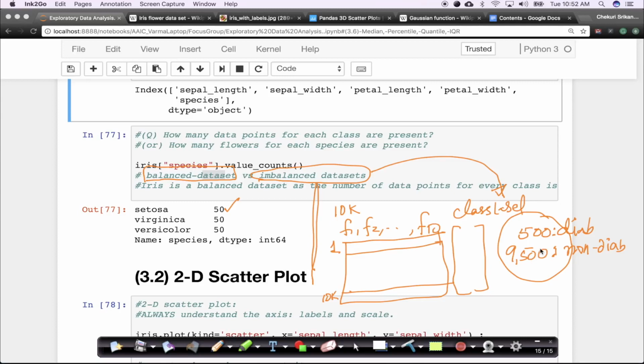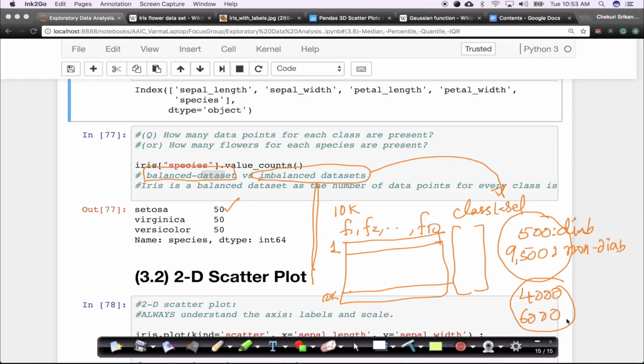Now you might ask, what if instead of having 500 and 9,500, what if I had 4,000 patients who are diabetic and 6,000 patients who are non-diabetic? If this was the case, would you call it an imbalanced data set? I would say this is almost balanced because it's not as severely imbalanced as 500 and 9,500, right?